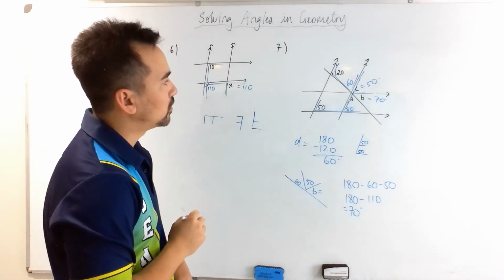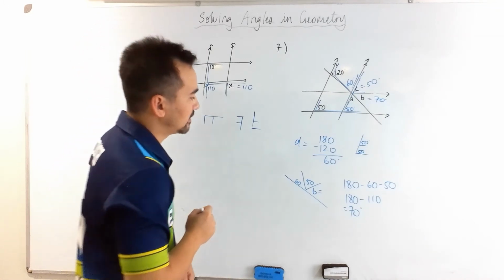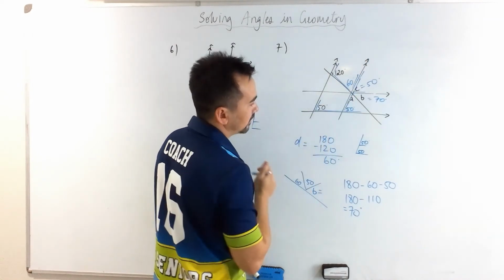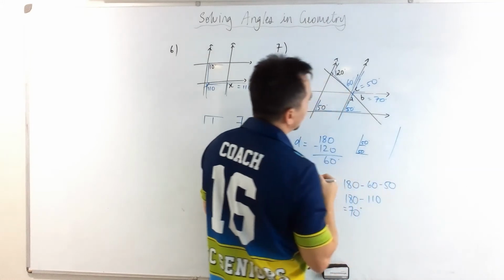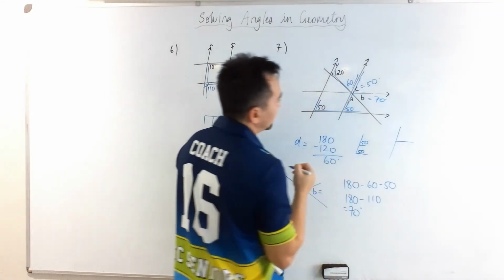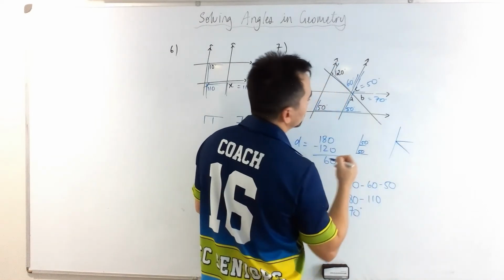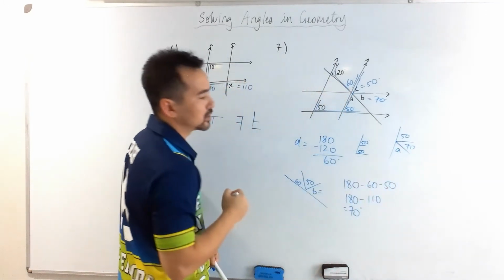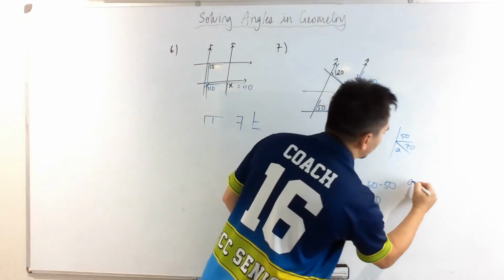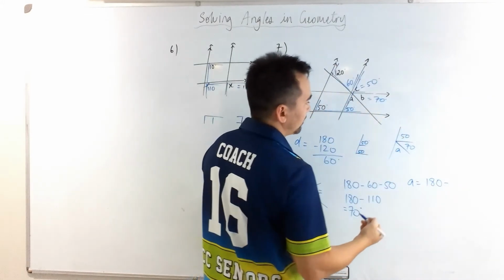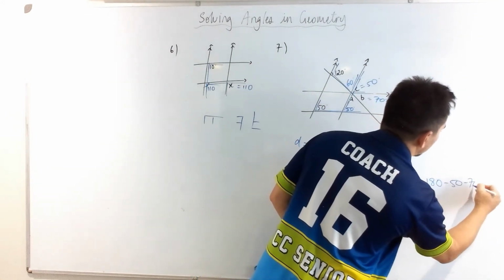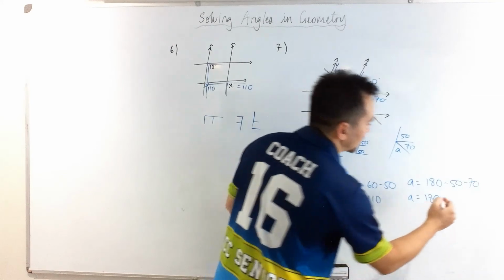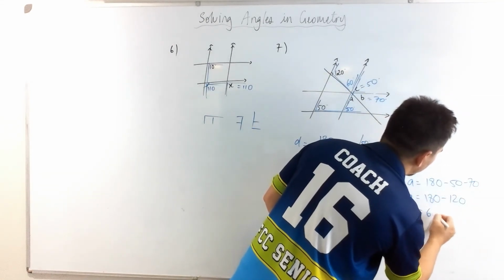Right, and so we've got one more to go now. We need to solve for A. I could use this straight line here and say that A, B, and C are supplementary angles, where C is 50, B is 70, and A is going to be the difference between 180, 50, and 70. So let's subtract 50, subtract 70, and we get 180 is the same as subtracting 120. A must be 60 degrees.